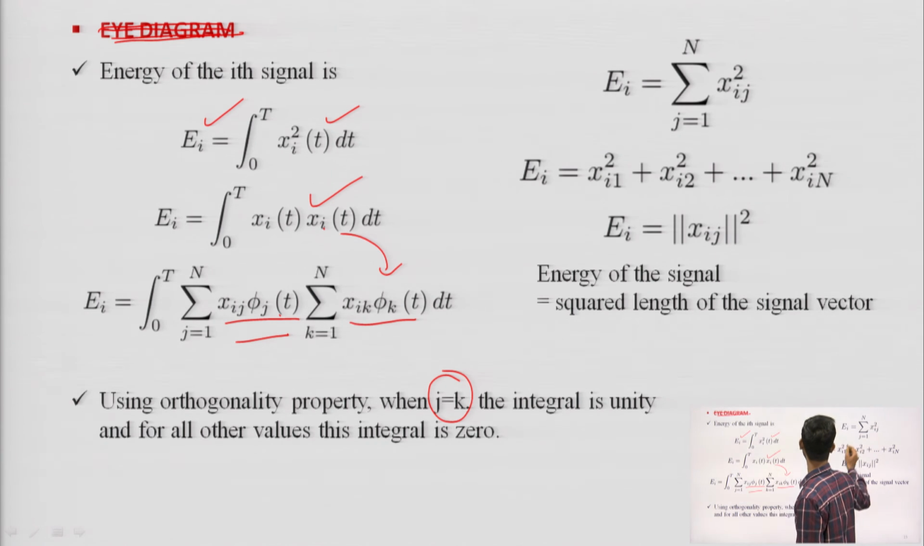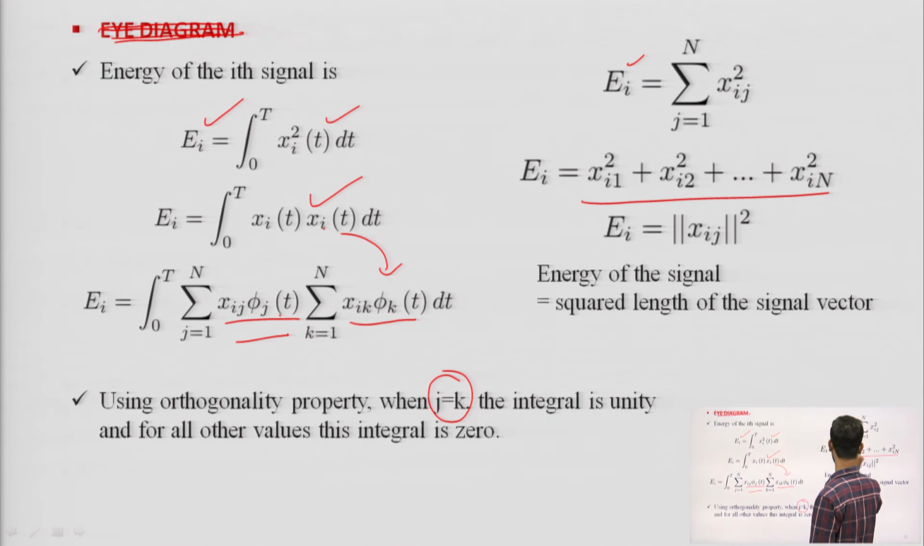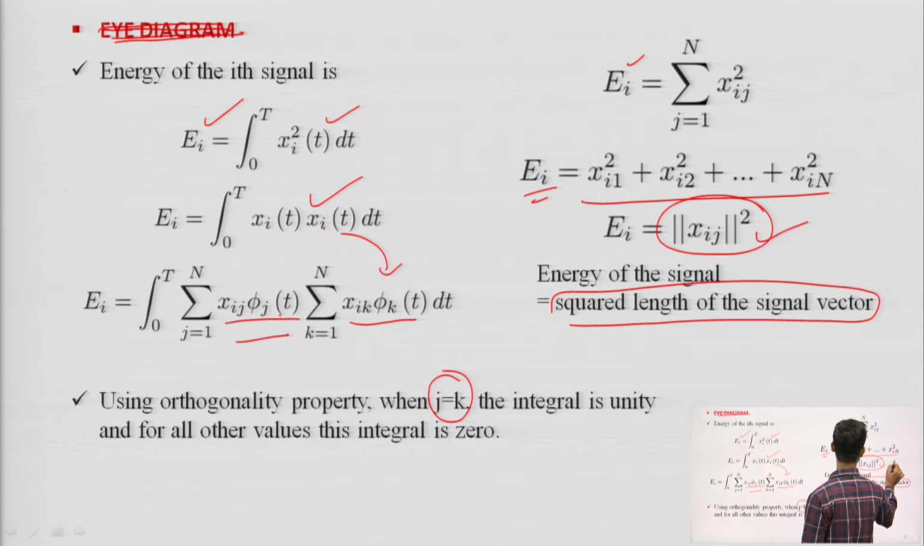Okay, so how can we find Ei? Ei equals the summation from j equal to 1 to n of Xij squared. I can write it like this, and this is nothing but the norm of Xij squared. This is the energy of the signal, which is nothing but the squared length of the signal vector. This is the squared length of the signal vector.